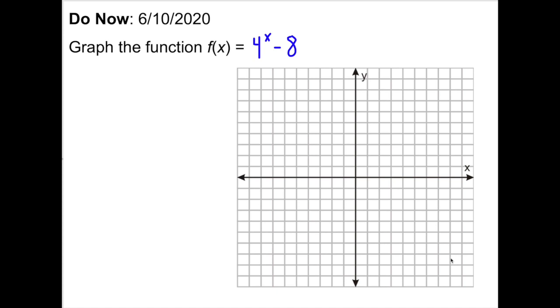So in this do now, we're going to be building off what we talked about yesterday. Yesterday we continued to turn up the heat by taking our exponential function and adding something on. So instead of just 1/2 to the x or 2 to the x or 3 to the x, it was maybe 4 to the x minus 8, for example, like you see here. So I've added something on to the end, and what that did was transform the function somehow.